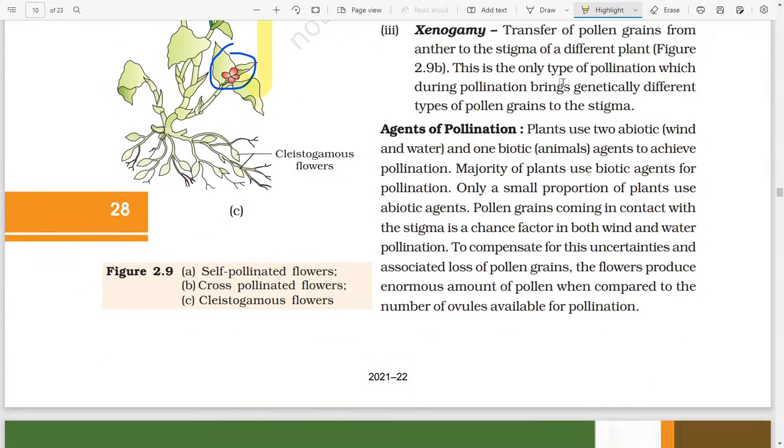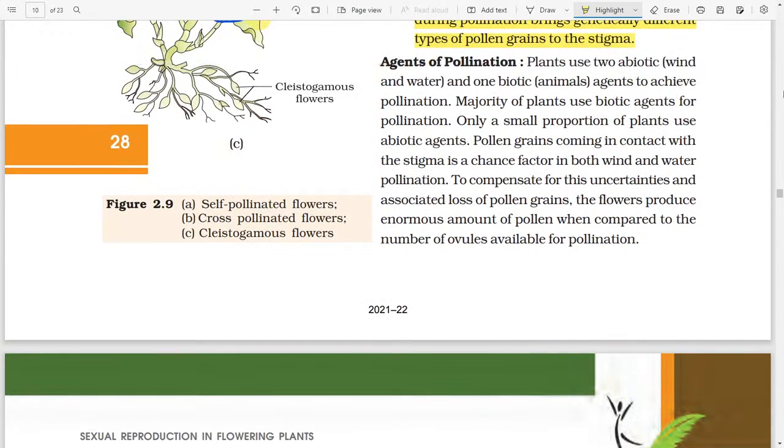Xenogamy. Transfer of pollen grains from the anther to the stigma of a different plant. This is the only type of pollination which during pollination brings genetically different types of pollen grains to the stigma. Agents of pollination. Plants use two kinds of agents, abiotic and biotic. Abiotic are wind and water, and biotic are animals. The majority of plants use biotic agents for pollination.